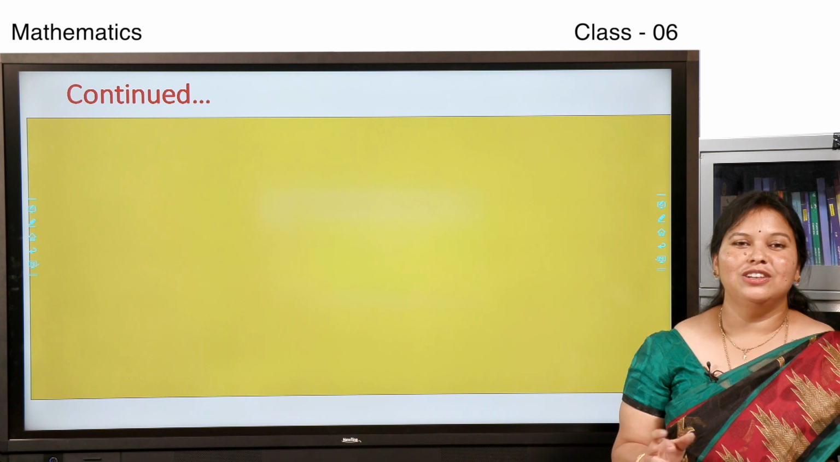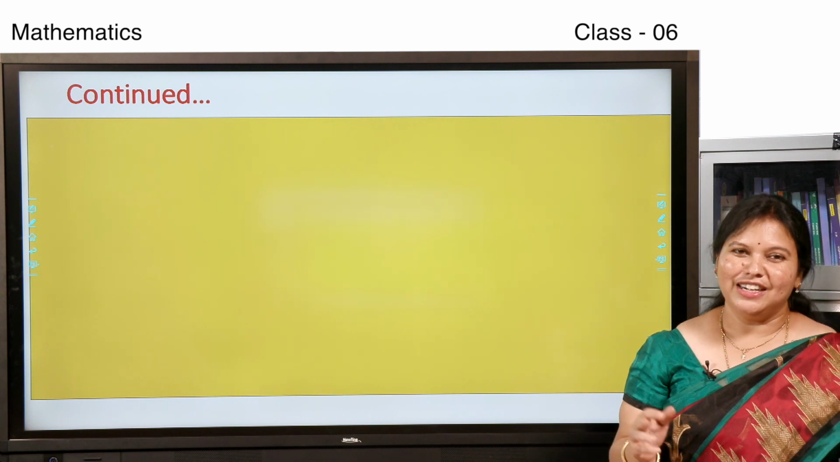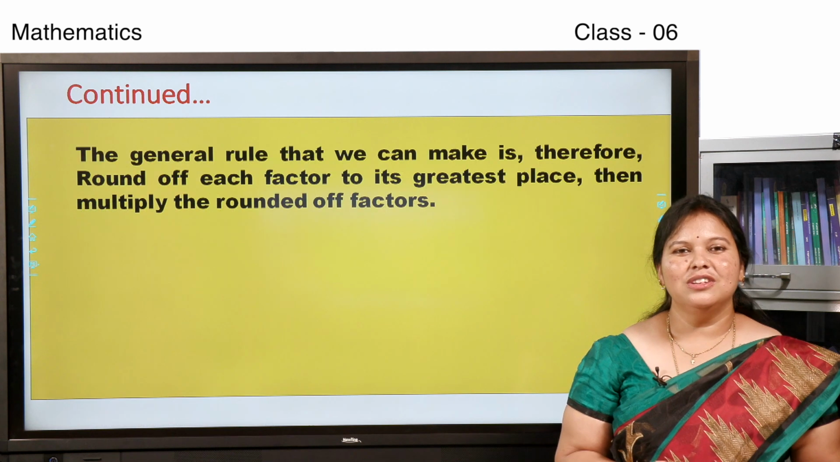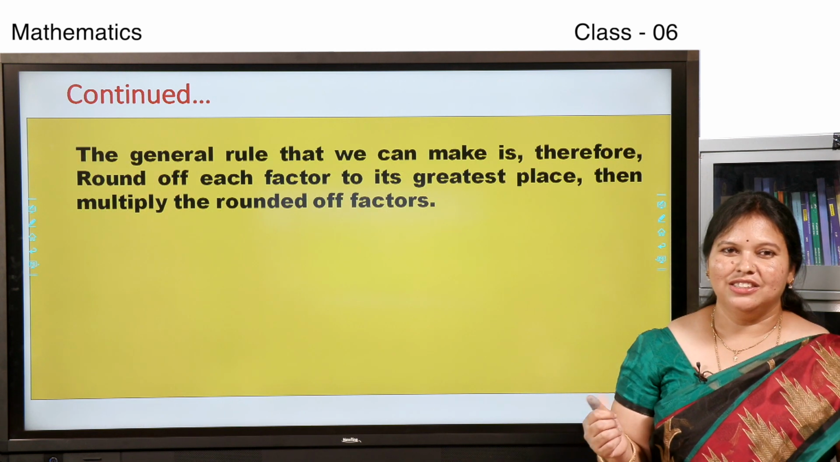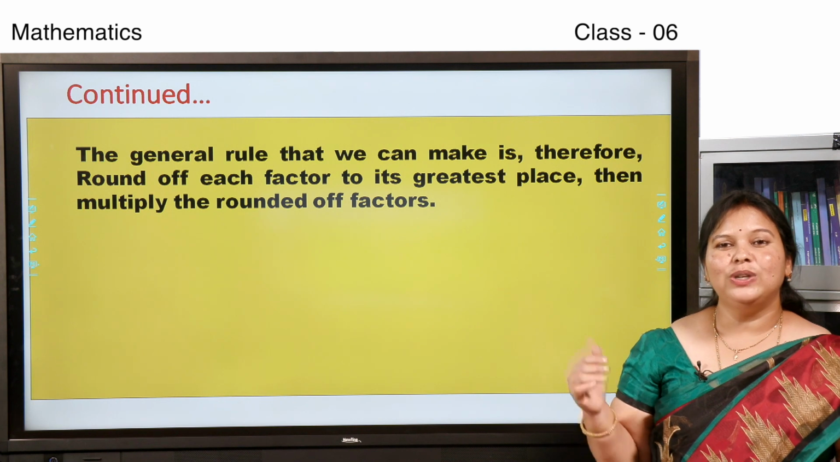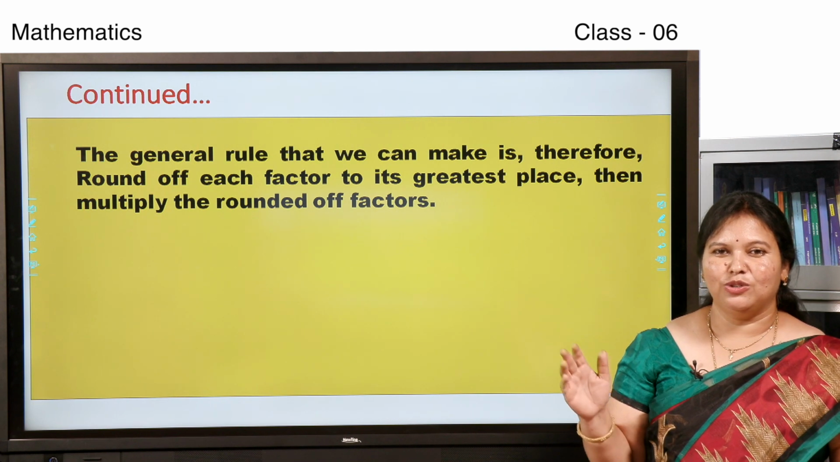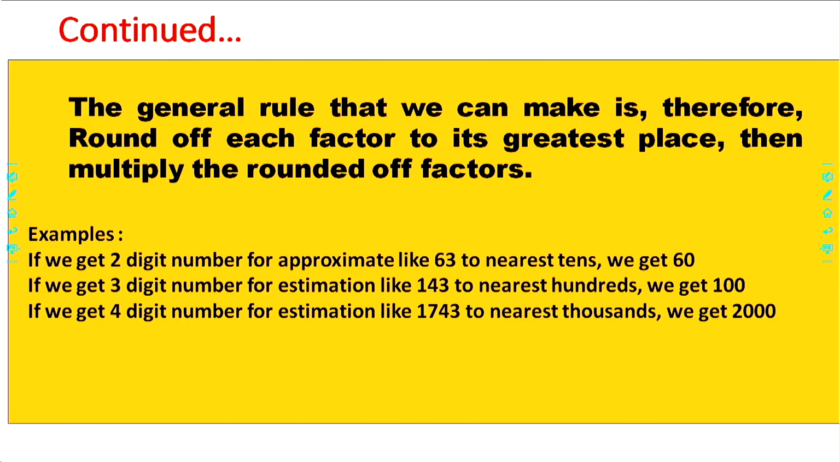Yes, children, we have learnt how to estimate sum or difference and estimate products. Now, the general rule that we can make is, therefore, round off each factor to its greatest place, then multiply the rounded off factors. For example, if we get a 2-digit number like 63, to the nearest tens we get 60. If we get a 3-digit number like 143, to the nearest hundreds we get 100. If we get a 4-digit number like 1,743, to the nearest thousands we get 2,000.